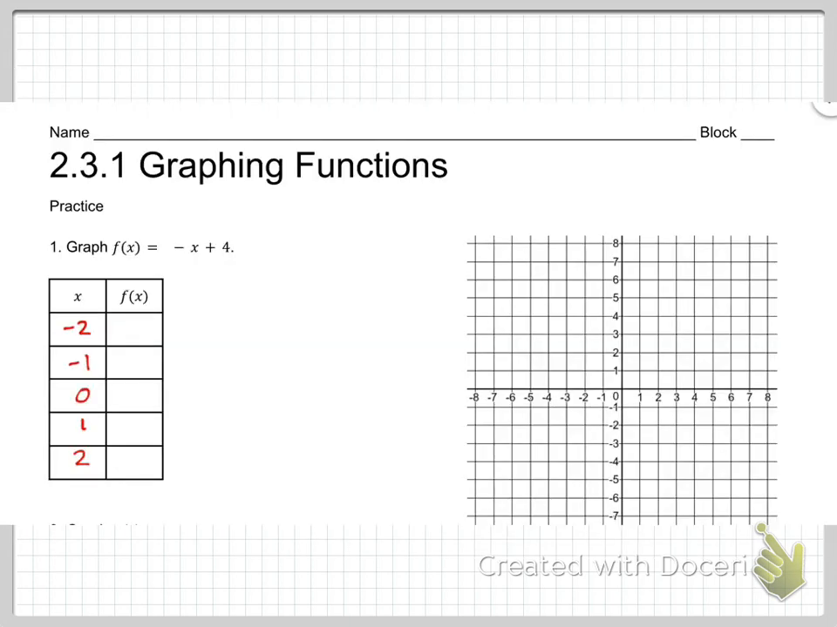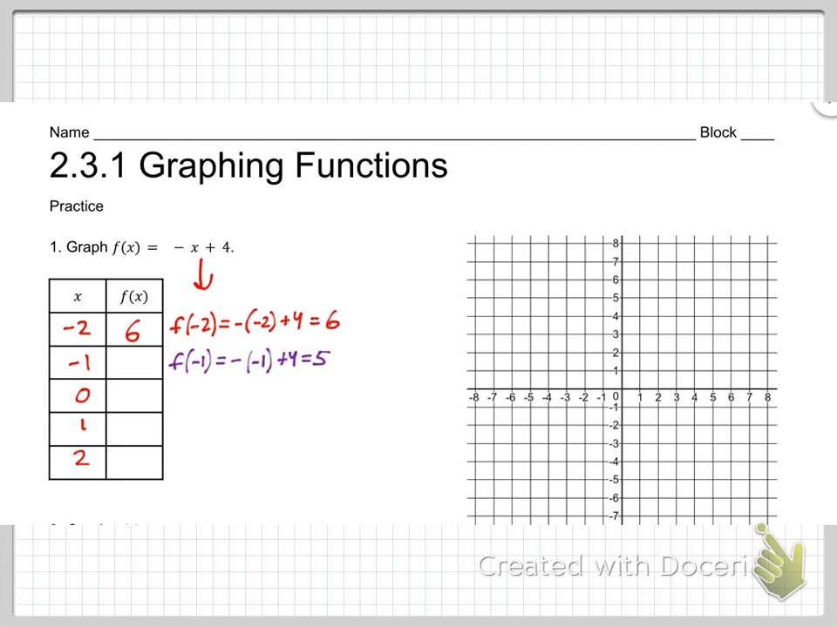When you're graphing these functions, it's good to start from -2 to +2. So I'm going to fill in each of these values. When you plug in -2 into the function, don't forget the parentheses. You get opposite of -2, which is really +2, so you get 6. And (-2, 6) is the first point.